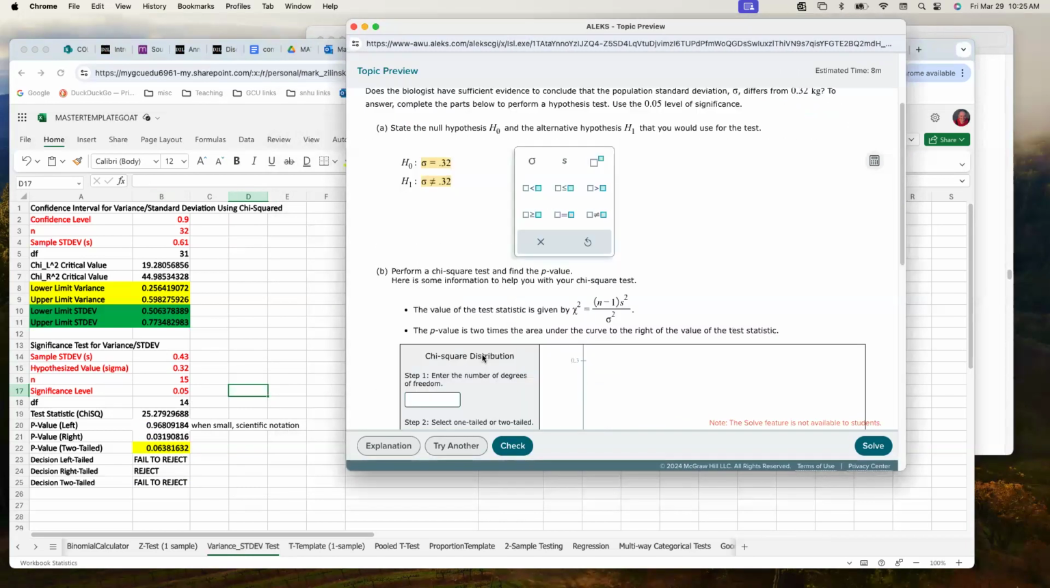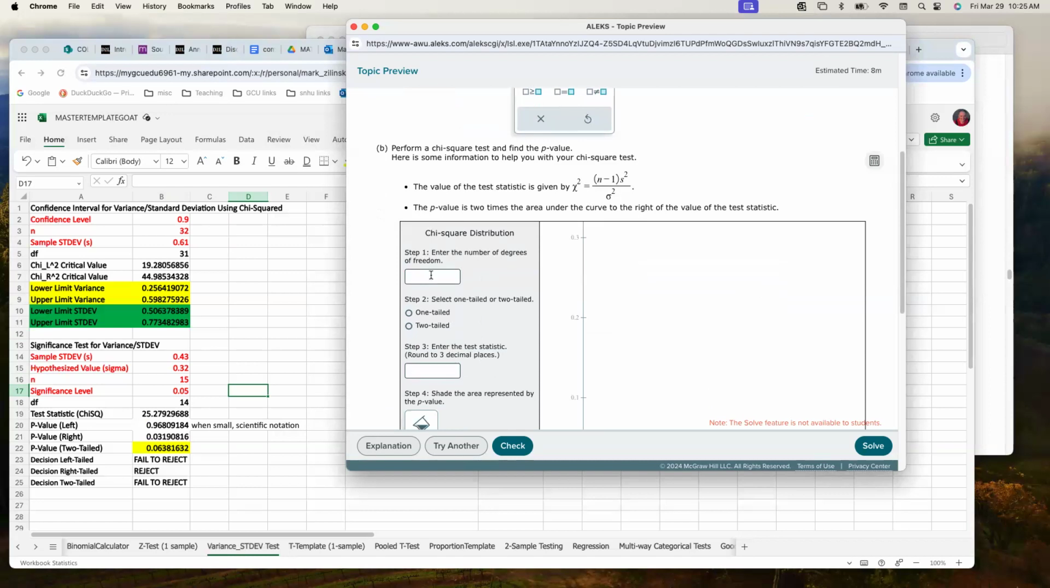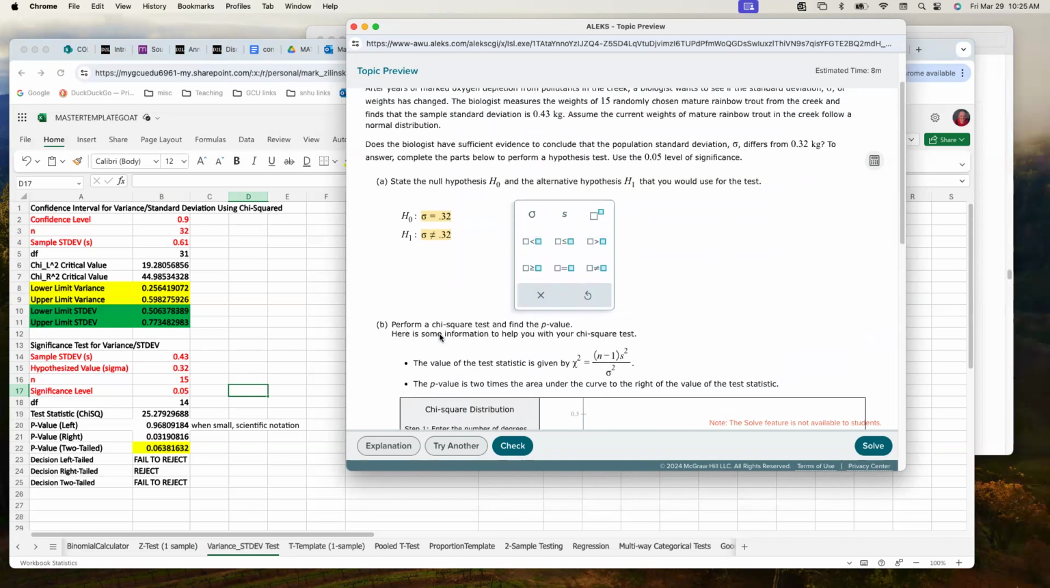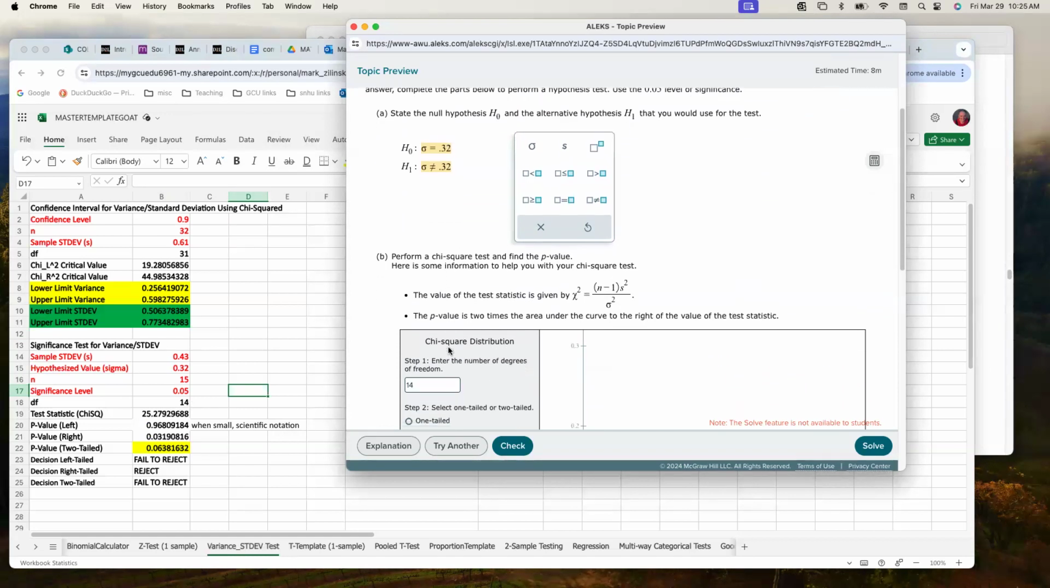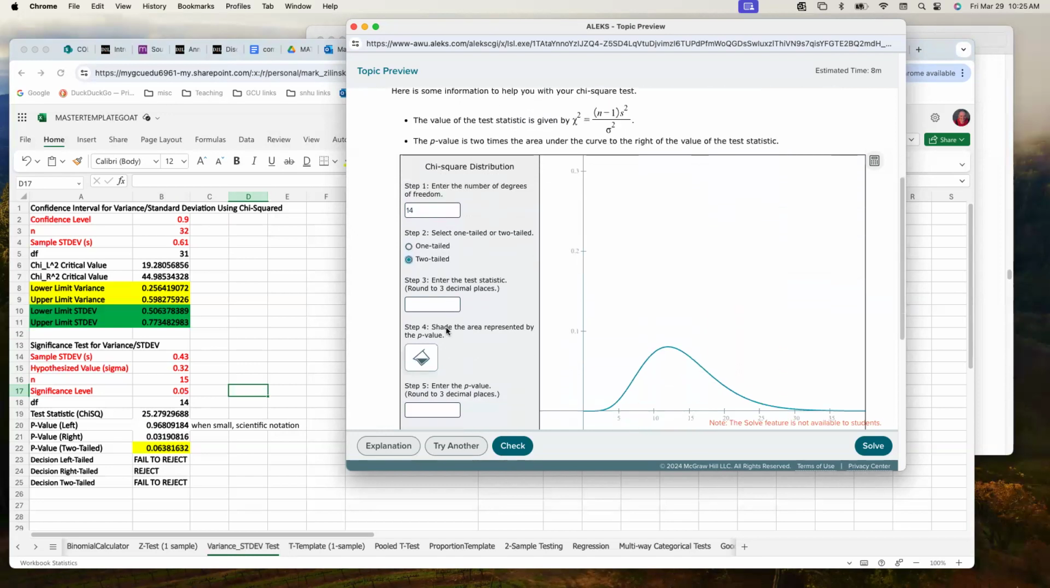So now let's come back here and type this stuff in. We've got our degrees of freedom here, which are 14. This again is a two-tailed test. It's kind of funny, the other one said to perform a two-tailed test, and I don't see that written in here. That's kind of odd. It does for some of your problems. I was doing it for the t-test, but not this one. And we enter our test statistic here, which happens to be 25.27.